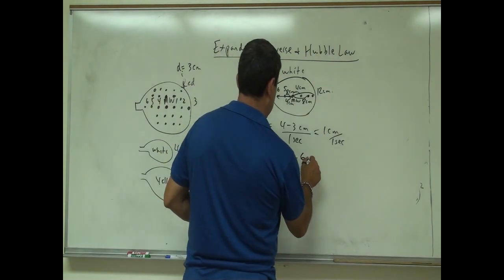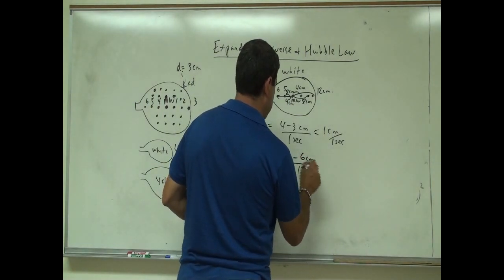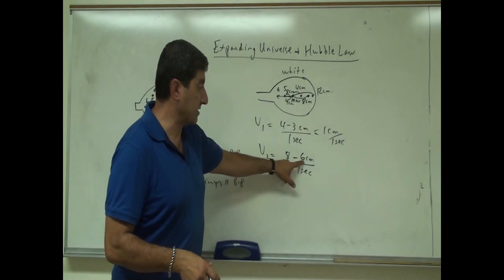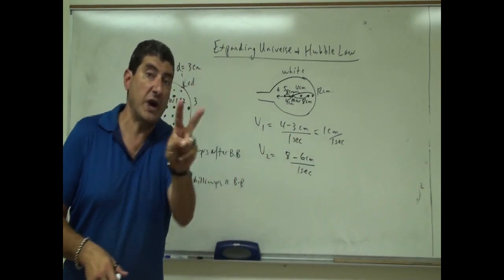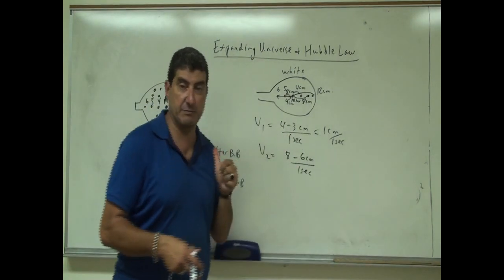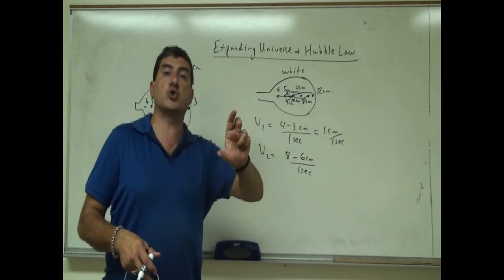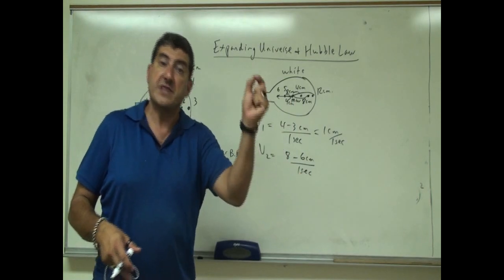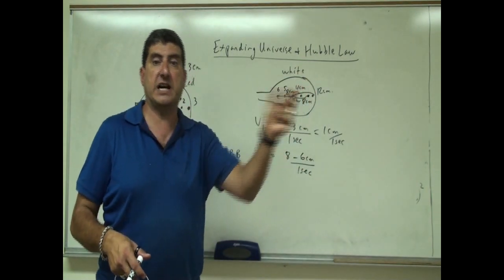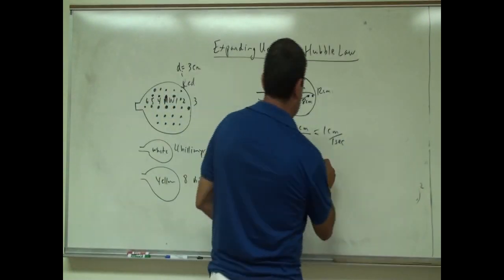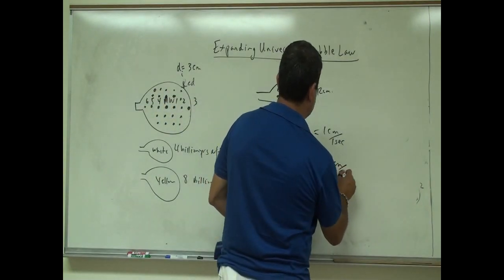3 and 3, 6 centimeters over 1 second. So galaxy number two, its distance now is 8, and it used to be 6. So it's moved twice the distance away from you as galaxy number one, right? That's a very interesting concept. Because galaxy number two is twice as far away from you, the distance it has moved during that time is twice the distance that galaxy one has moved. So now this is going to be 2 centimeters per second.